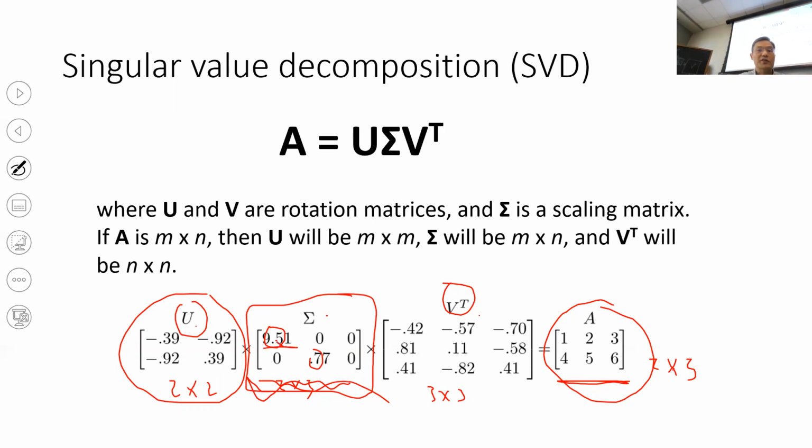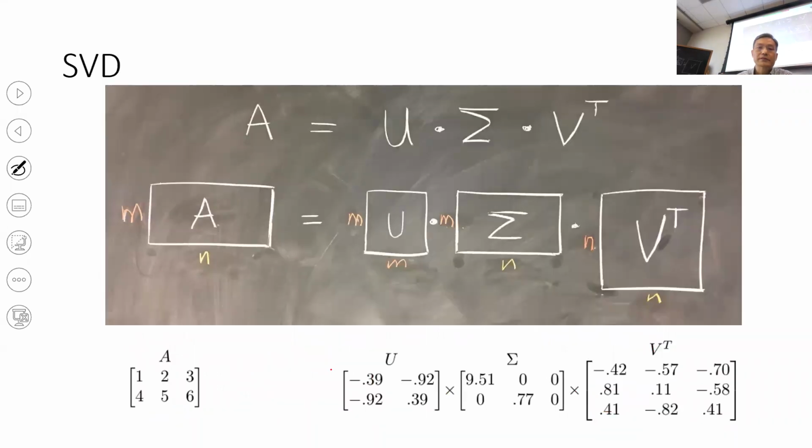And why is it important? Because it can learn from your given data set to find the most important direction, and also the scaling factors, the amplitude. Okay, so that's what I just drew on the whiteboard here. A decomposes into this, and then you have this.